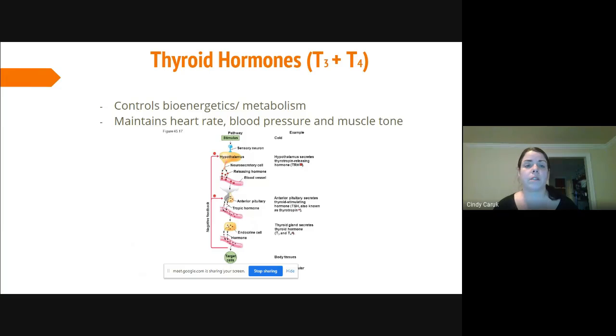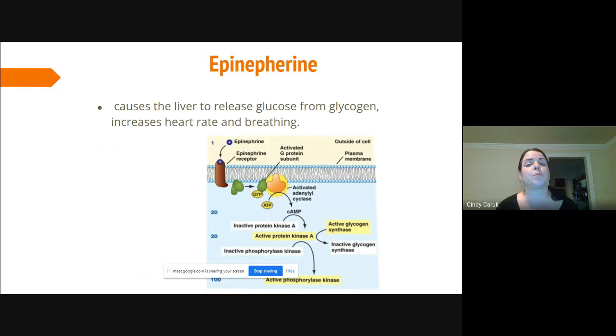And then your thyroid one, this is important, this controls your metabolism or bioenergetics. So it helps your heart rate, your blood pressure, your muscle tone. Your hypothalamus is going to release TRH, and then that acts on the anterior pituitary, which releases TSH, and then that acts on the thyroid, which is right here, and that's going to release T3 and T4. T3 and T4 are going to help control your metabolism. You can see here negative feedback, so high T3, T4, you're going to turn off your anterior pituitary, and then that can also turn off the hypothalamus, and TSH can turn off the hypothalamus.